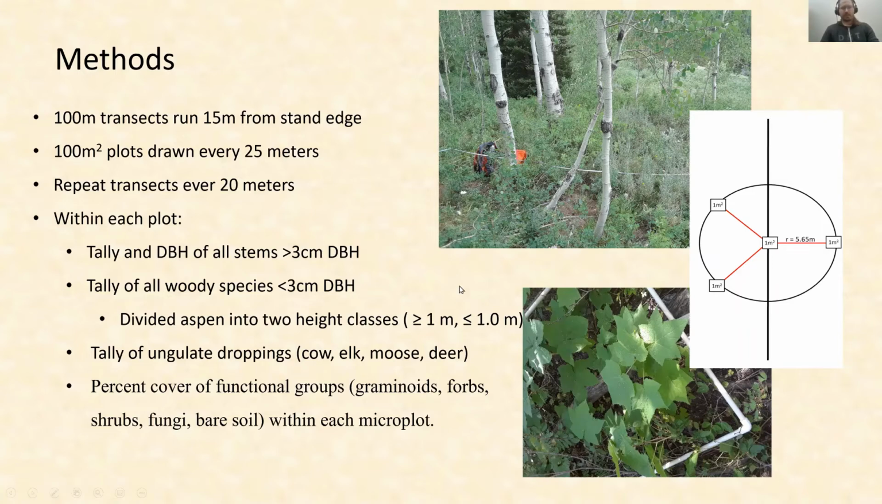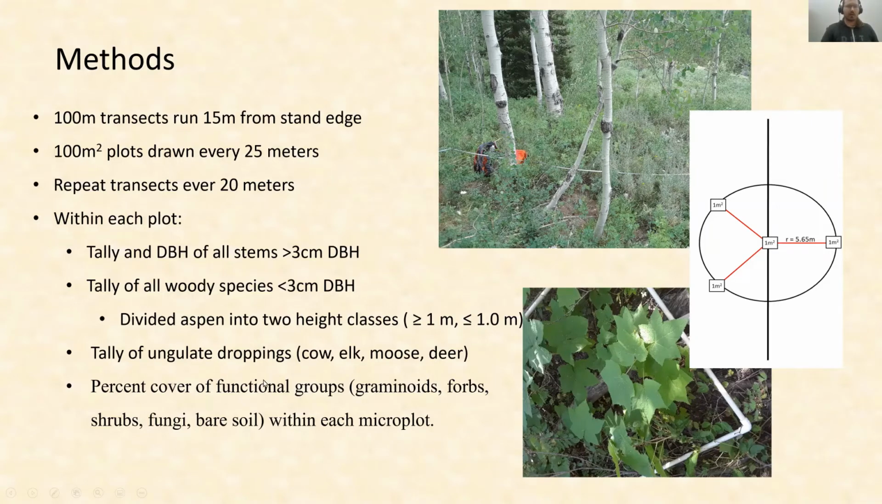woody species. And then we divided the aspen regeneration into two height classes, the seedling and sapling layer, and then also the recruitment layer. So anything under 1 meter was considered the seedling or sapling, or relatively new regeneration. And then the over 1 meter was the recruitment layer that was soon to be adults.